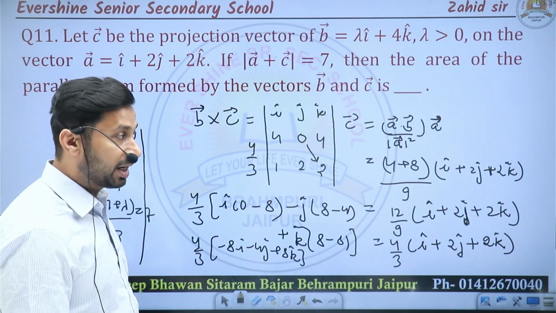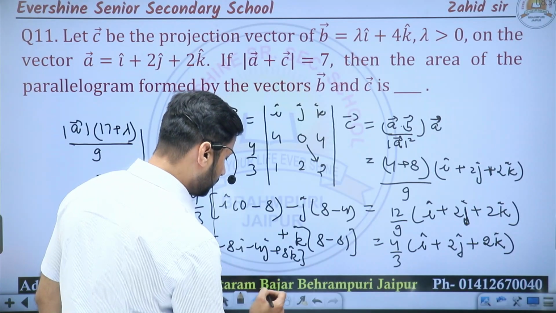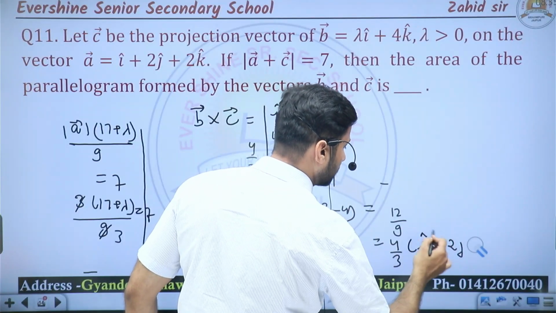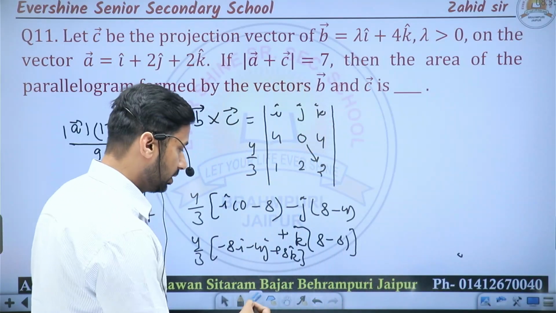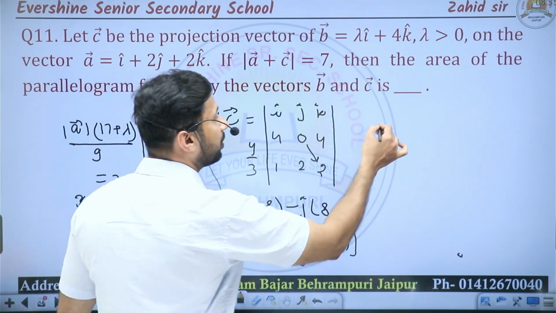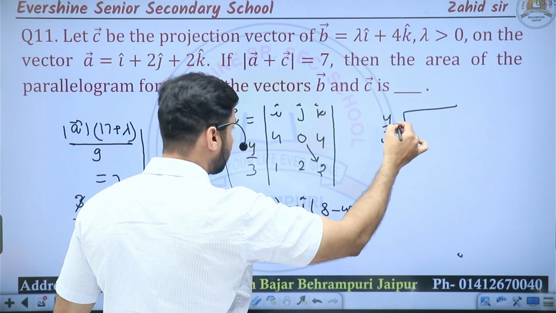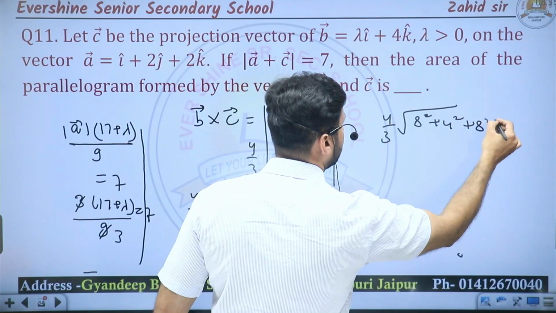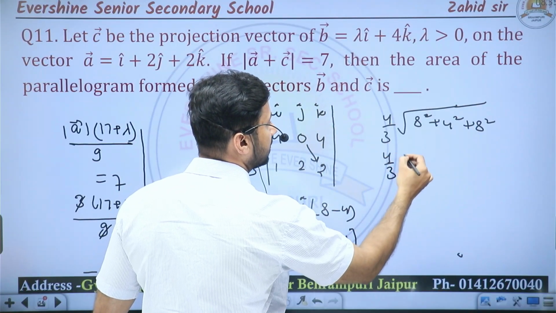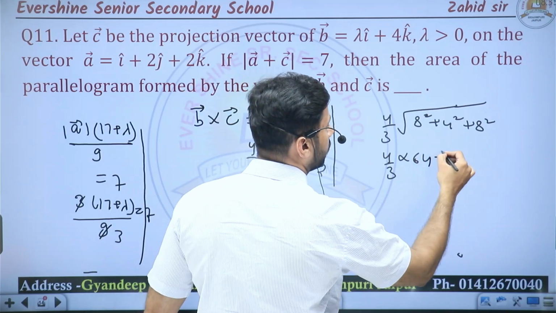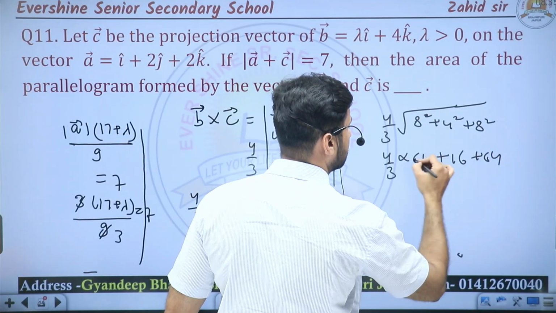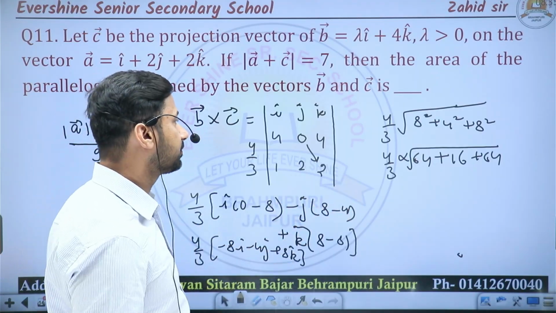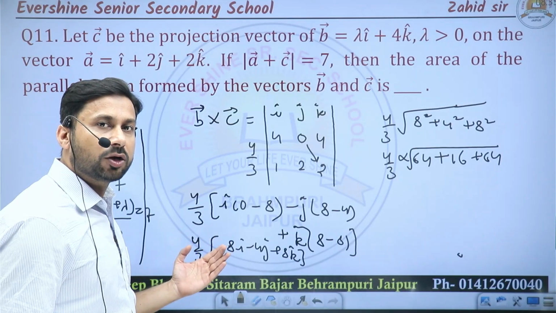Next I need to find its magnitude. So to find its magnitude, we have to proceed with the same process which we did in many of the questions. So 4 by 3 will be as it is, square root of square of 8 plus square of 4 plus square of 8. 8 8s are 64. 4 4s are 16 and 8 8s are 64. Now simplify it and that will be the result exactly. You can do it easily yourselves. Okay. Now move to the next question.